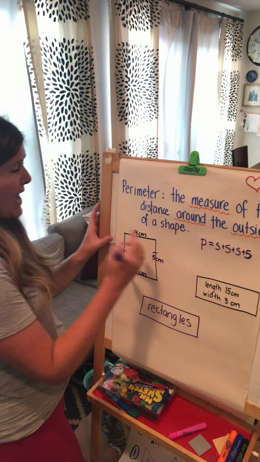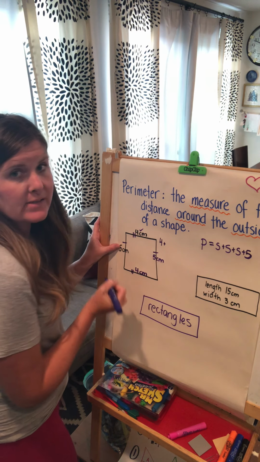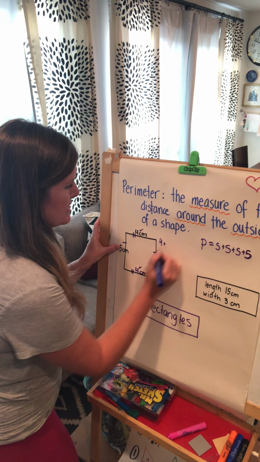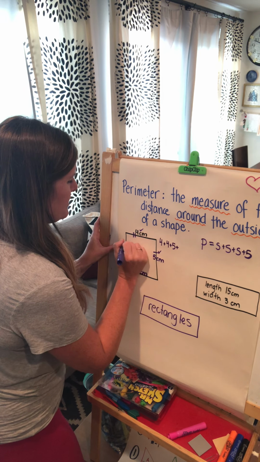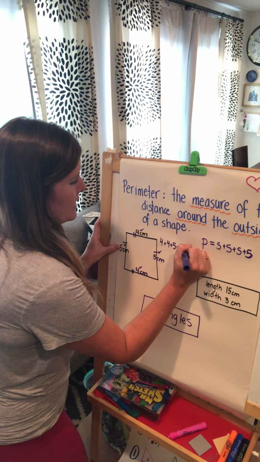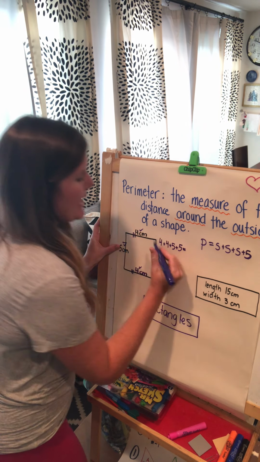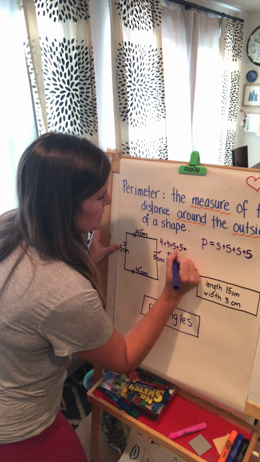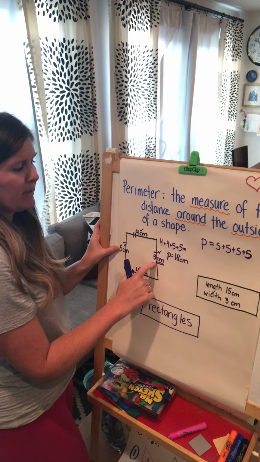So I'm going to add up 4 plus, I like to check them off sometimes as I go. 4 plus 4 plus 5 plus 5. And then I will know, obviously, that 5 plus 5 is 10, and then 2 4s make 8. So I have perimeter equals 18 centimeters. If I tell you it's centimeters, write centimeters.